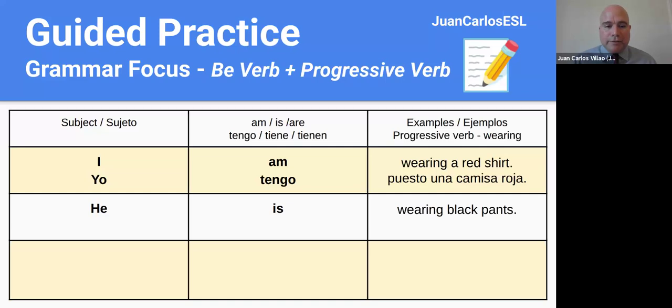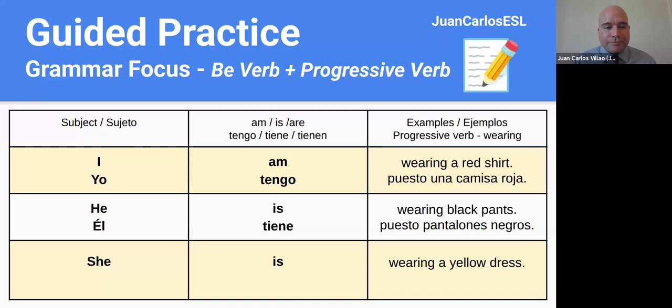He is wearing black pants. Él tiene puesto pantalones negros. So he is wearing black pants. O se está poniendo, if you want to be more specific, poniendo, él se está poniendo pantalones negros. So this is just one translation. You could also put it as él se está poniendo pantalones negros, o él tiene puesto pantalones negros.